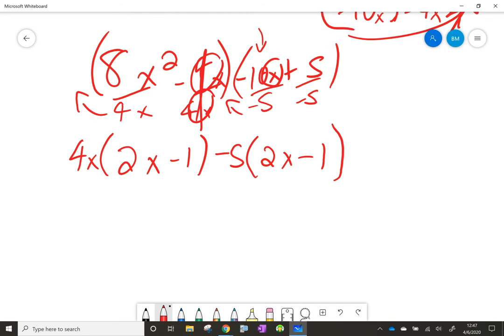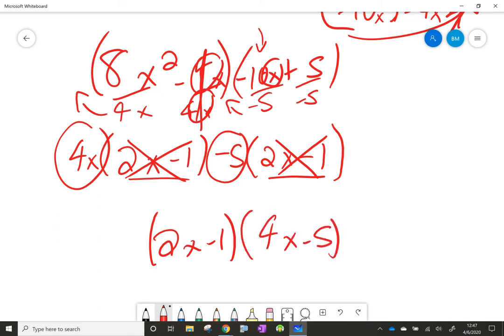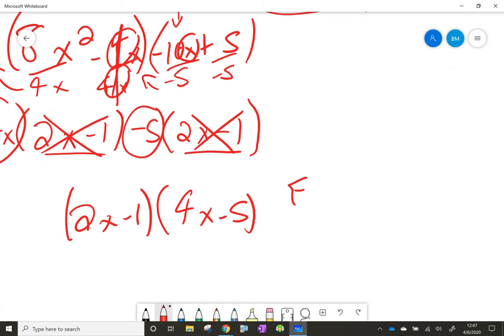And so now our final answer is one step away. We have the common binomial. We've got the same parentheses, 2x minus 1. That's the first part of my answer. And then the outside part, which is 4x minus 5, is the second part of my answer, 4x minus 5. And that is my final answer.